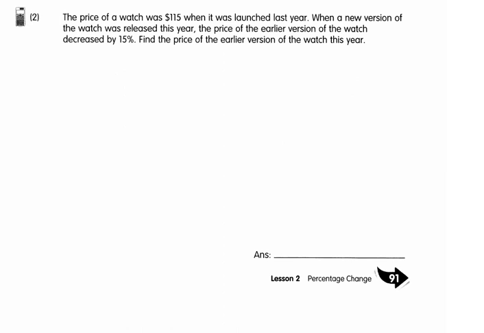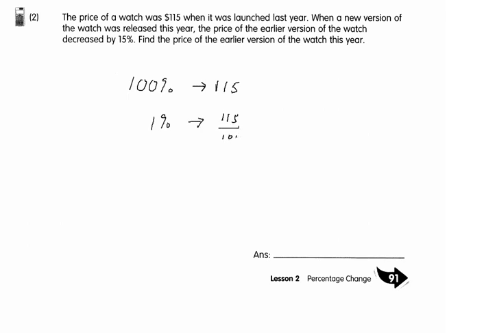When it decreased by 15%, how many percent am I looking at? So we are looking at 85%, right? Can you see? From 100%, I decreased by 15%. I'm looking at 85%. So find the price of the earlier version of the watch this year. This year, I'm looking at a new price. So 100% first, and I know that it's $115. I find 1%, which is 115 over 100. Next, I find my 85%, because we agree that the price now is 85%. So 115 over 100 multiplied by 85. $97 and 75 cents.